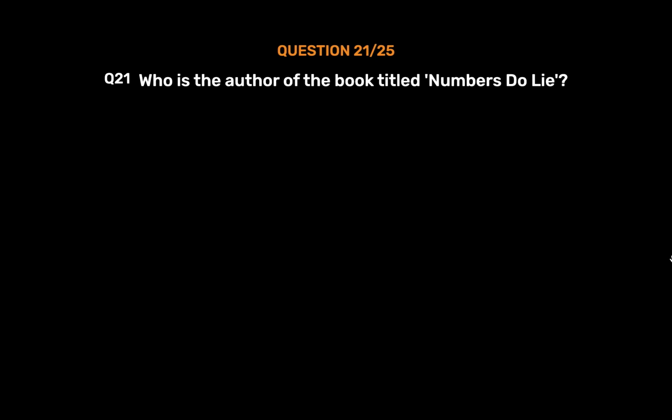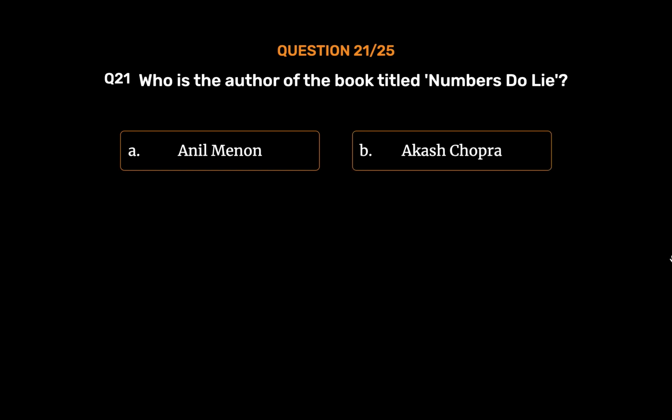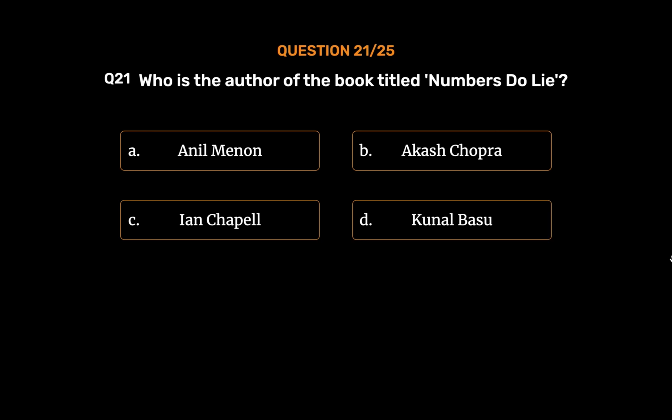Question number 21. Who is the author of the book titled Numbers Do Lie? Option A. Anil Menon. Option B. Akash Chopra. Option C. Ian Chappell. Option D. Kunal Basu. The correct answer is Option B.